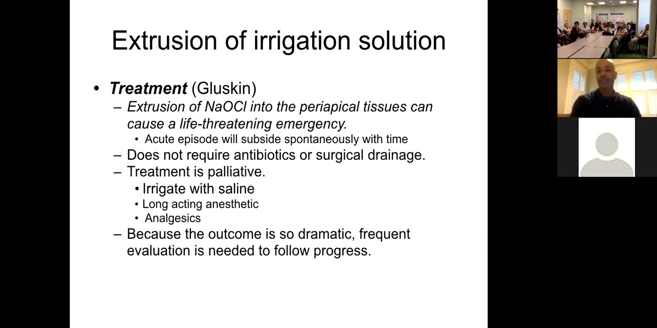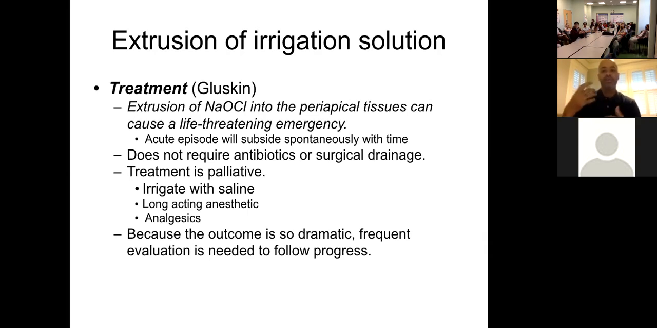So let's say you do have a sodium hypochlorite accident, okay? It can be a life-threatening emergency because it's going to cause tissue necrosis, swelling, and a lot of pain for the patient. This does not require antibiotics or surgical drainage, but what it does require is you explaining to the patient exactly what's going on and trying to get them as comfortable as possible, because that's all you can do, all right?